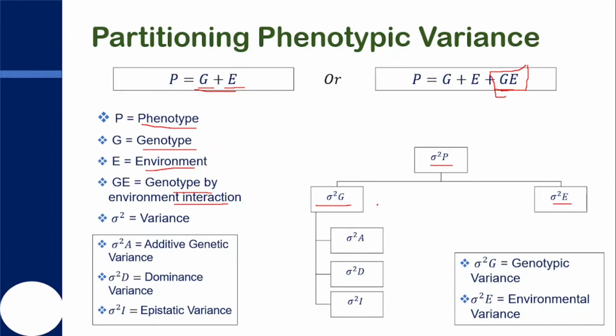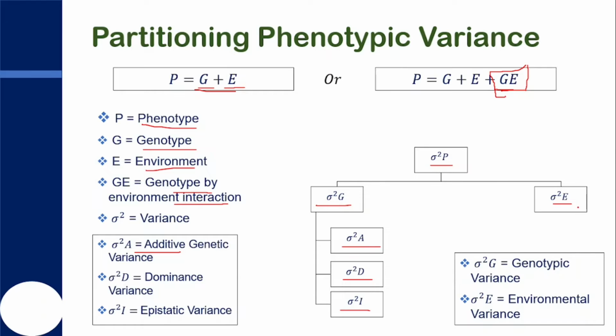The genotypic variance can be further divided into three categories, which are additive genetic variance, which is denoted as sigma square A, and it can also be divided into dominance variance, which is denoted as sigma square D, and the genotypic variance can also be divided into epistatic variance, that is denoted as sigma square I.